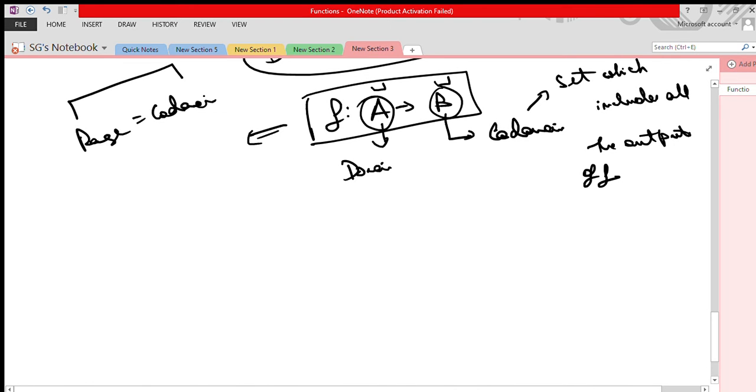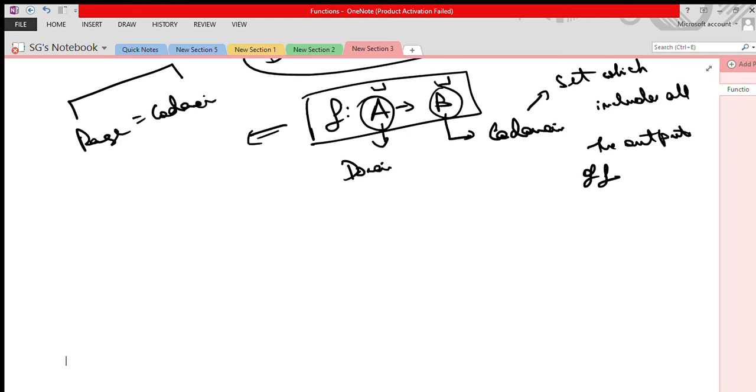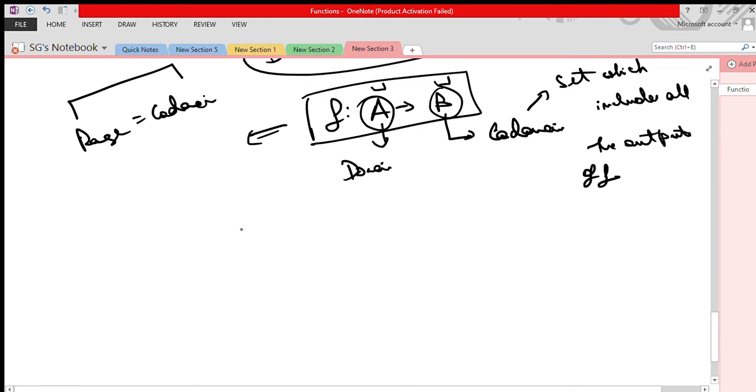A function is a type of relation between two sets such that every element of A has a unique output, or a unique mapping, or a unique transformed element in the set B. Two inputs may have the same output, but one input cannot have two or more different outputs. Clear? Okay.